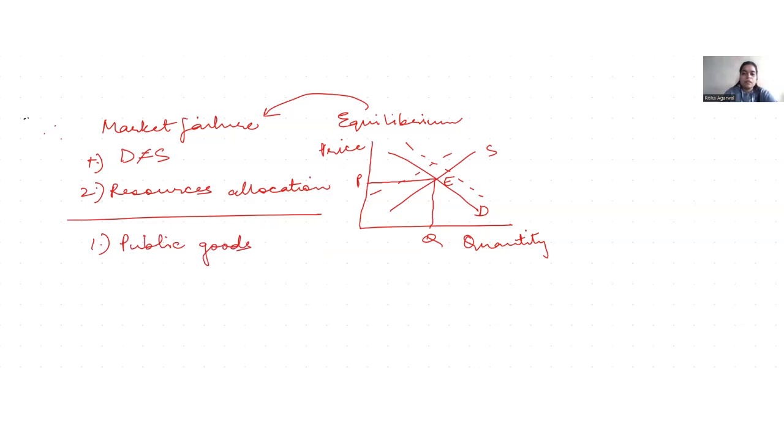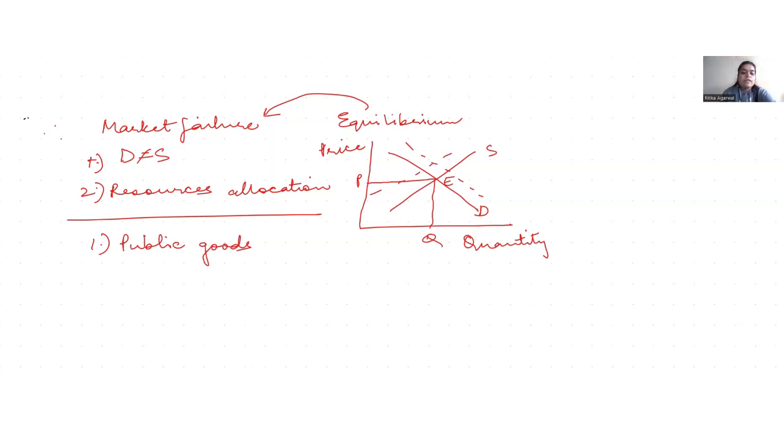Anyone? Shaurya, would you like to say something? What are public goods? Probably goods accepted by everyone, Ashish? Yeah, right. That is goods that are accepted by everyone, that's right.